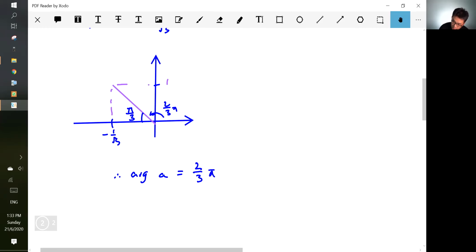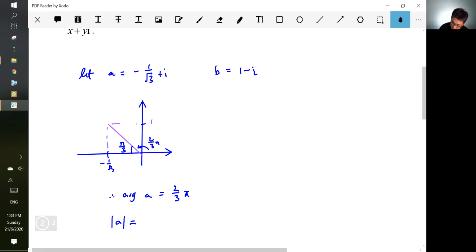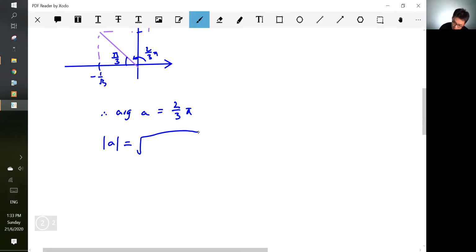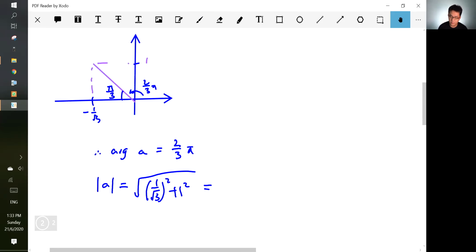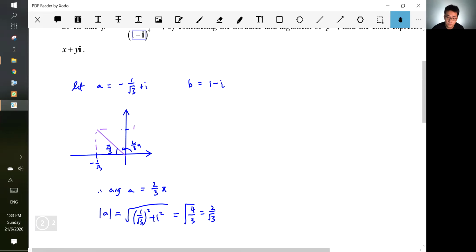The modulus of A would just be, okay, the modulus, we can always find the exact value because it's Pythagoras theorem. It doesn't matter whether it's 1 or root 3 or 1 to 1. Any kind of ratio, you can always find the exact value. So 1 over 3 plus 1, which is 4 over 3. So this will be 2 over root 3. Get it? This is important.